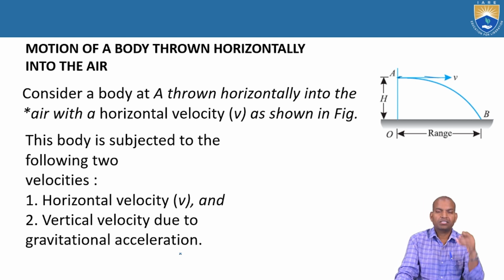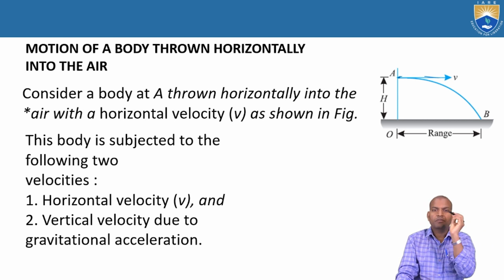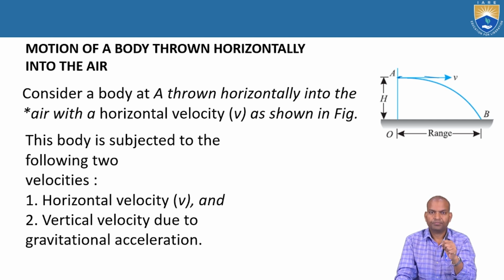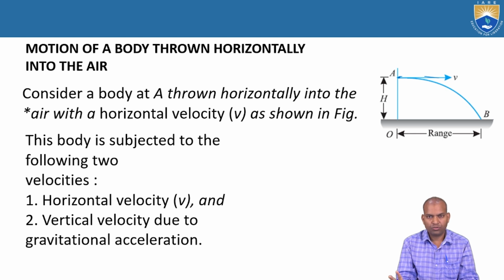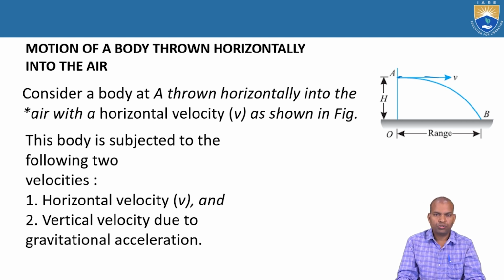When the body is thrown, after reaching a certain height, the vertical component will be in the downward direction due to gravity. Let us explain what happens when the object is thrown horizontally. When a body is thrown in the air or in space, two forces act on the body. The first force is air resistance, and the other is the gravitational force, the acceleration due to gravity. These two forces act on the body when it is moving in the air.